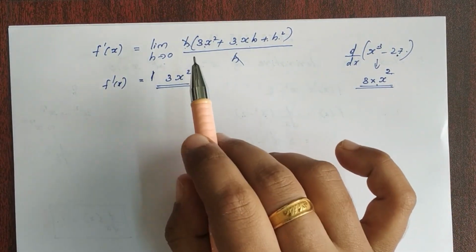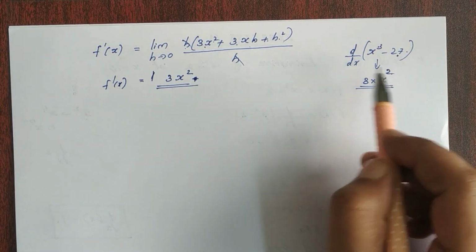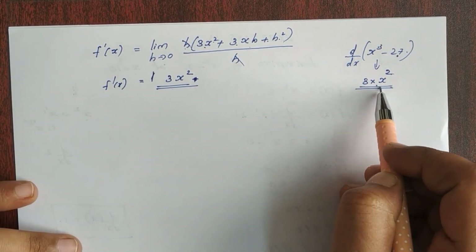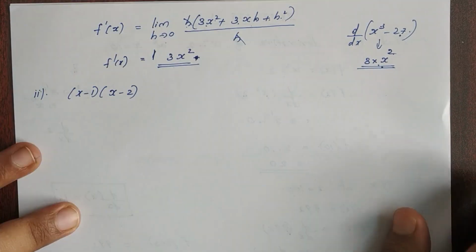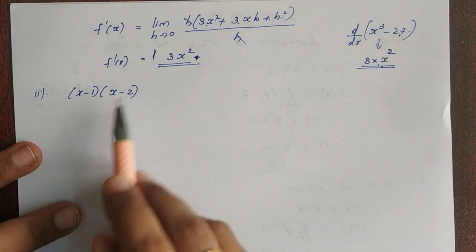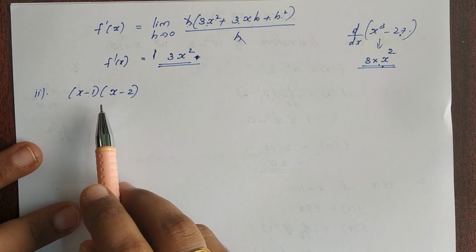First principle is to do this. Then the answer is to check it. The answer is correct. So, next problem: (x minus 1) into (x minus 2). Now, the first principle is derivatives.